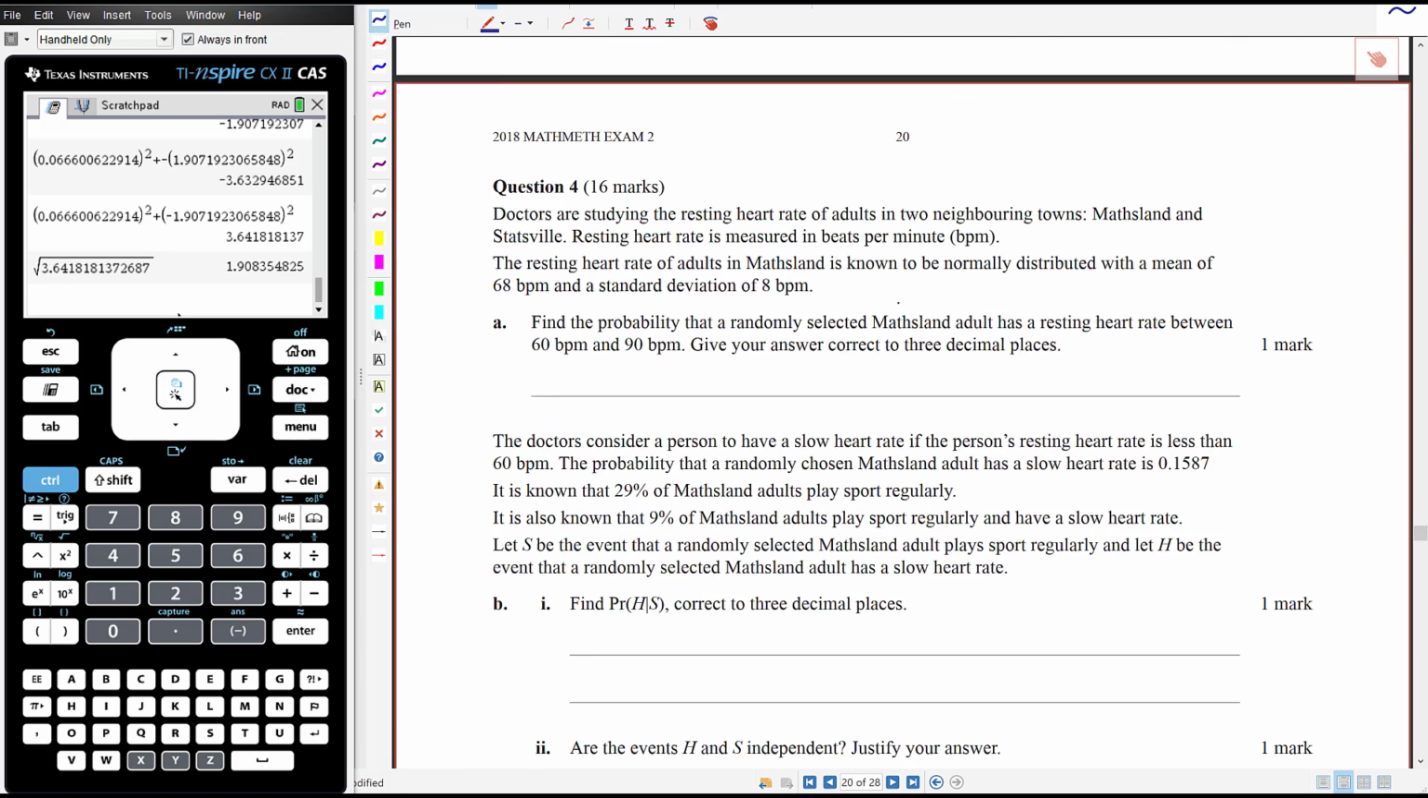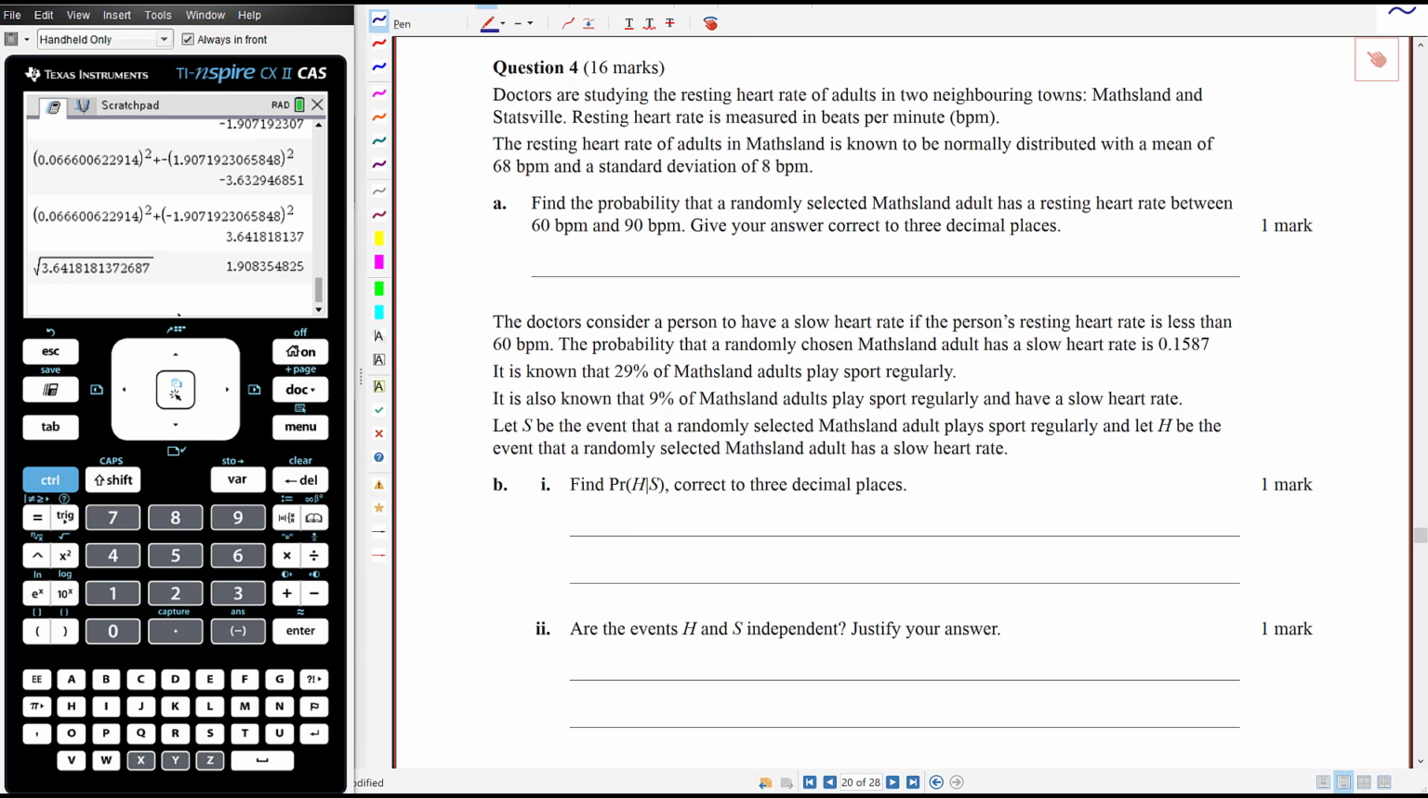Okay, so question 4. Doctors are studying the resting heart rate of adults in 2 neighbouring towns, Mathsland and Statsville. Resting heart rate is measured in beats per minute. The resting heart rate of adults in Mathsland is known to be normally distributed with a mean of 68 beats per minute and a standard deviation of 8 beats per minute. Find the probability that a randomly selected Mathsland adult has a resting heart rate between 60 and 90 beats per minute.